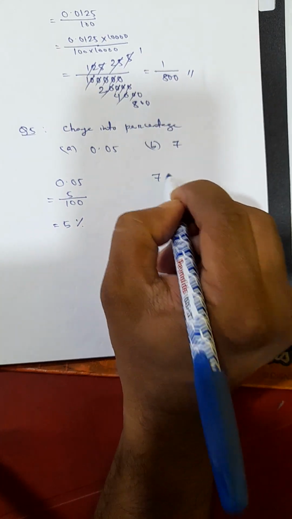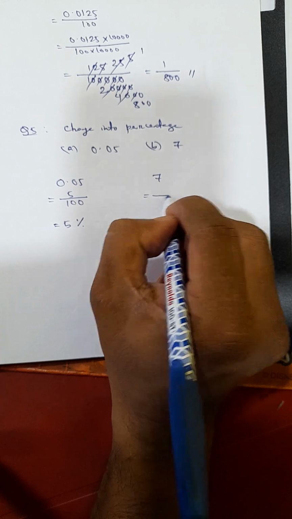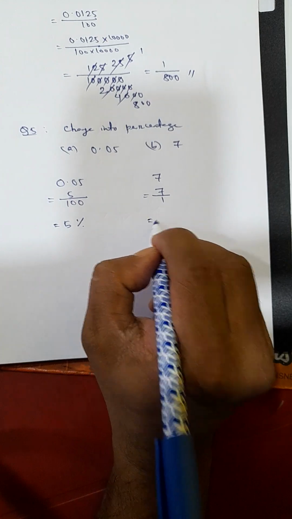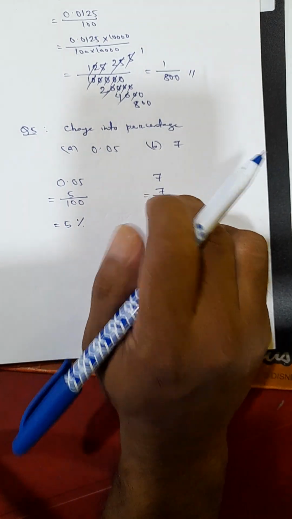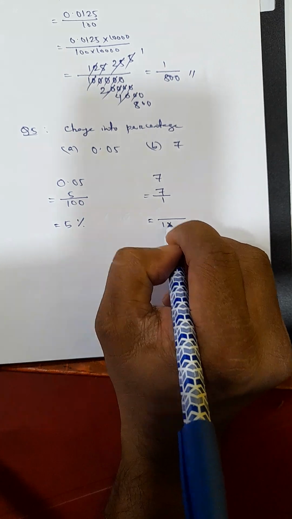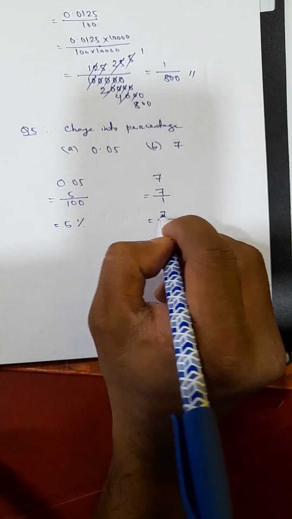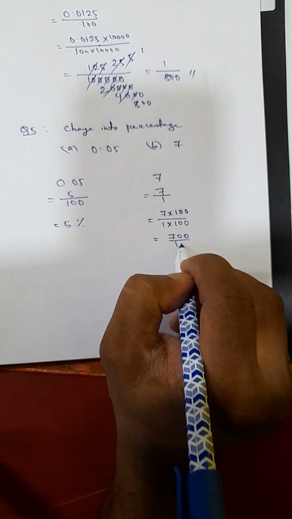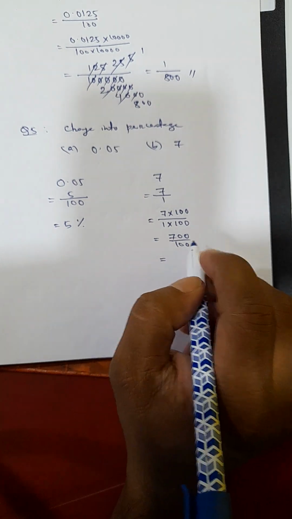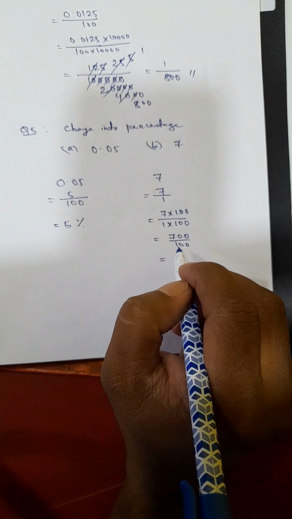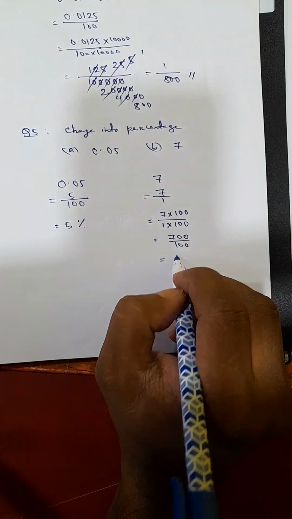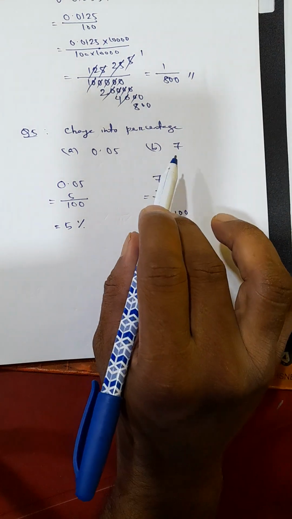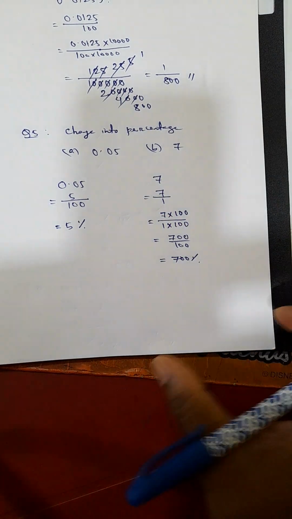Second, 7. Now we can express it as a fraction, 7 by 1. 7 by 1 means 7, same thing. Now we will try to make the denominator 100. So you multiply 1 by 100, and the same thing you multiply with the numerator: 7 multiplied by 100, 700 by 100. So out of 100, 700. Percentage means out of 100, so 700%. So 7 is equivalent to 700%.